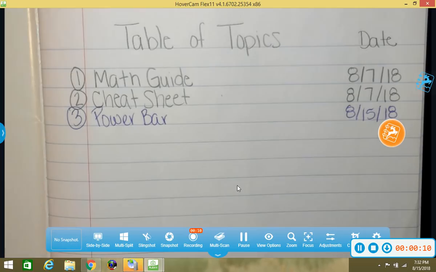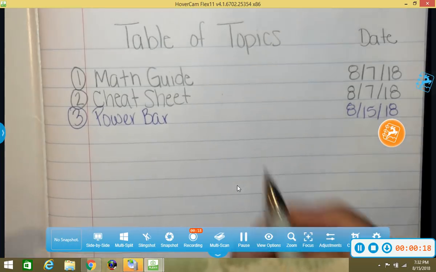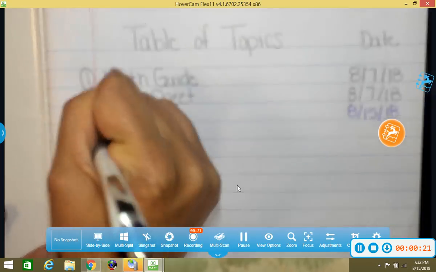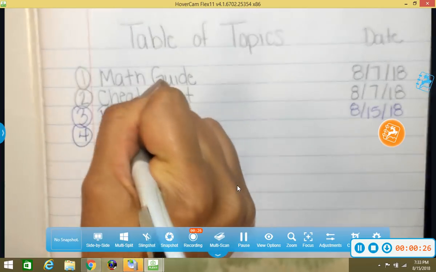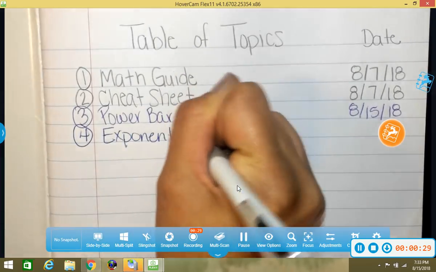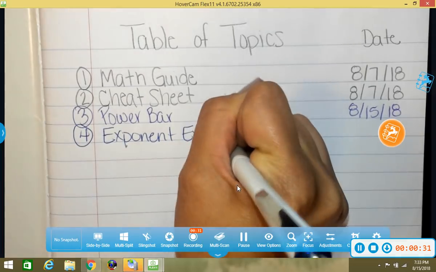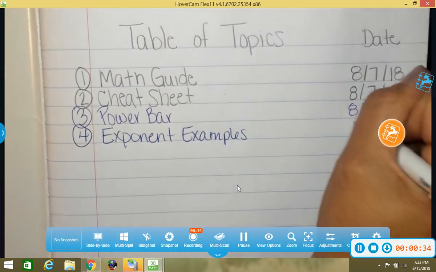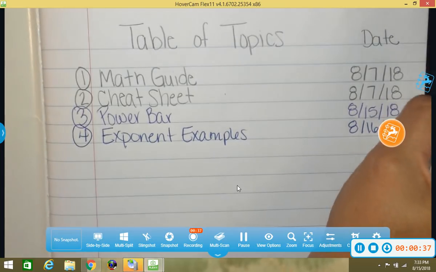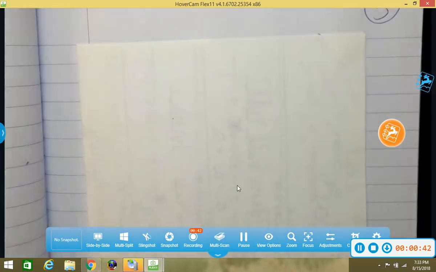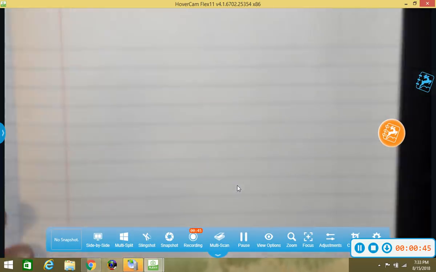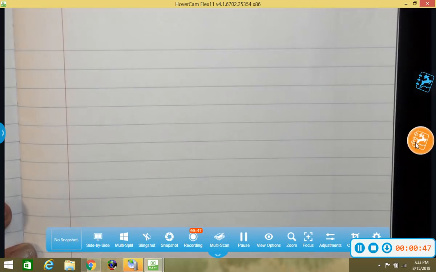Hey guys, today we're going to put some exponent examples into our journal. So we're going to go ahead and start in our table of topics, and this is going to be the fourth topic, and we're just going to call it exponent examples. And today's date is going to be the 16th.